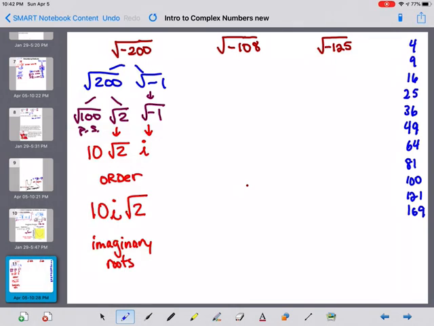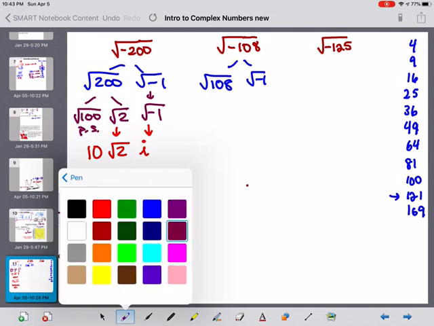Okay, let's simplify the next one. Negative 108. First thing I do is break down 108 and negative 1. Then I take 108 and start around here and ask, can I divide by 121? Nope. Can I divide by 81? Nope. Can I divide by 64? Nope. Can I divide by 49? Nope. Can I divide by 36? Yes, you can. So it breaks down.